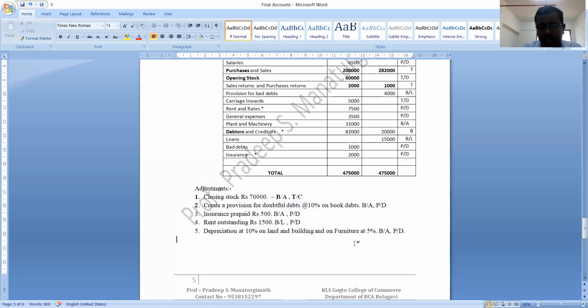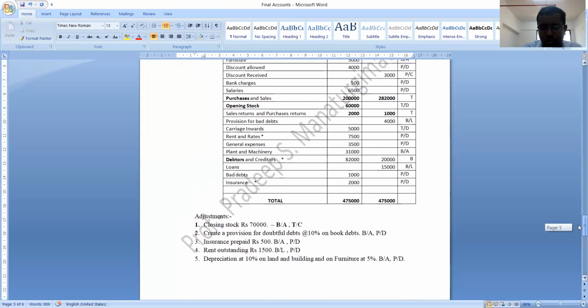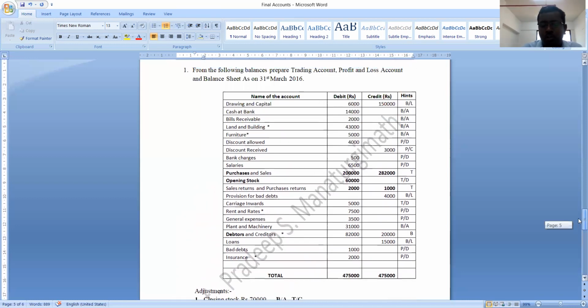And last adjustment, it is on depreciation at 10% on land and building and furniture at 5%. See here, depreciation is indirect expenditure. So one time it appears in profit and loss account, debit side, and another time it will appear in balance sheet on the asset side, because we should charge depreciation on assets. Understood? So this is what you people should do before solving problems on final account.